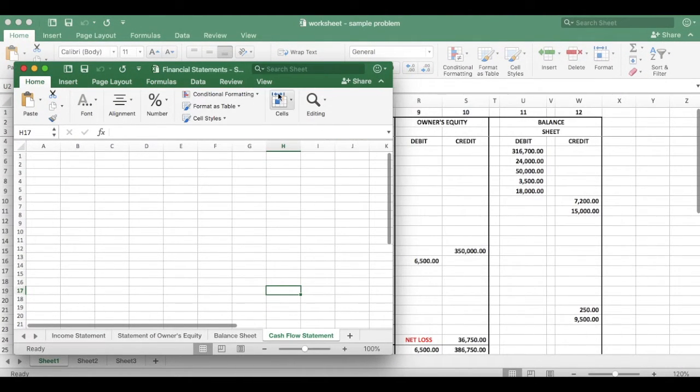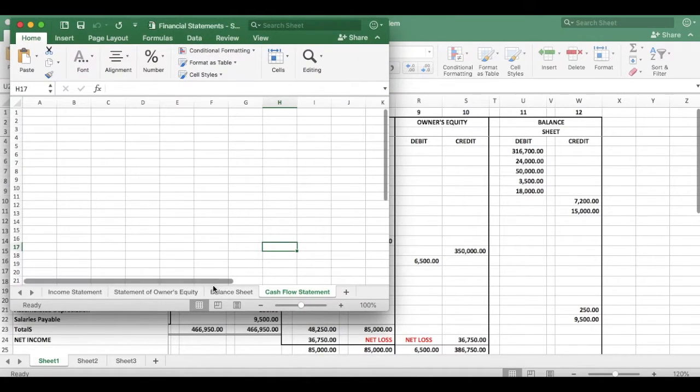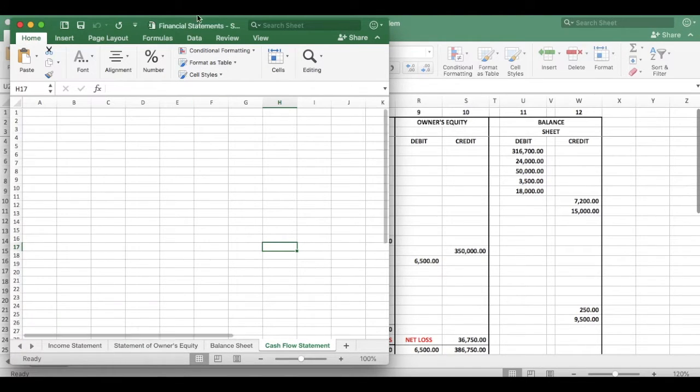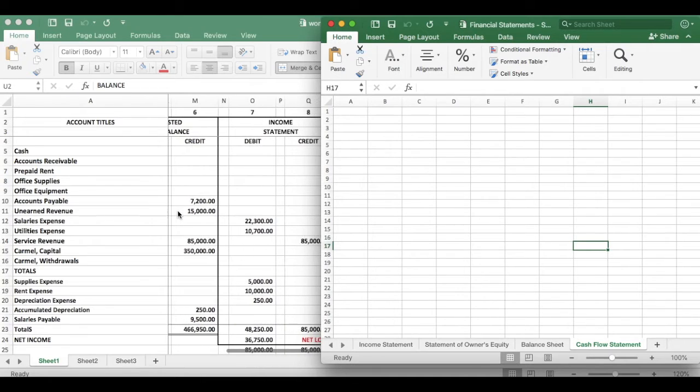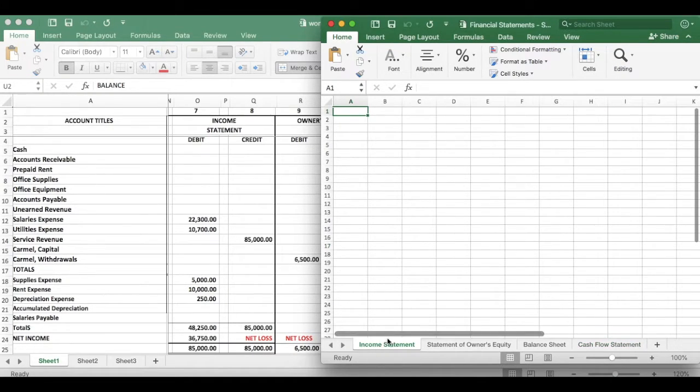So I'll start first with the income statement. I'll have it like this so that we would still see the worksheet. Okay, maybe I can put it here. Right, and then we go now to columns 7 and 8 of our worksheet. Now let's start with the income statement, which is the first sheet in this template. I'll start from scratch so that you would really see.